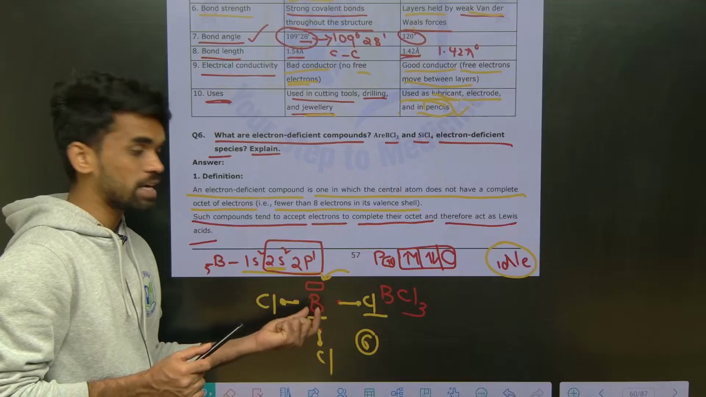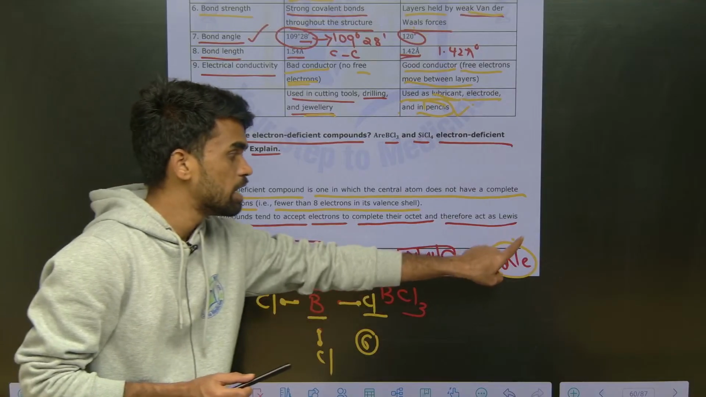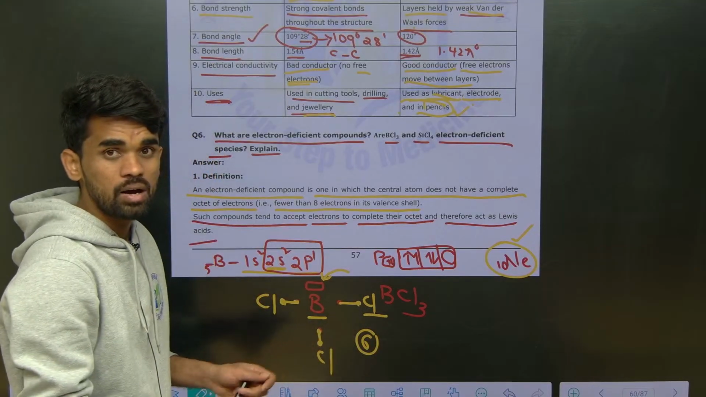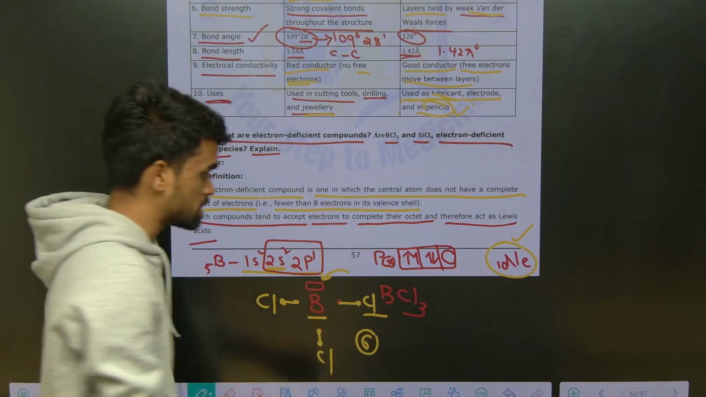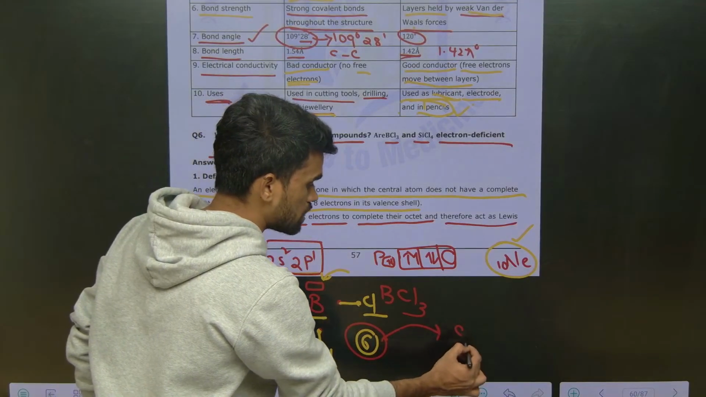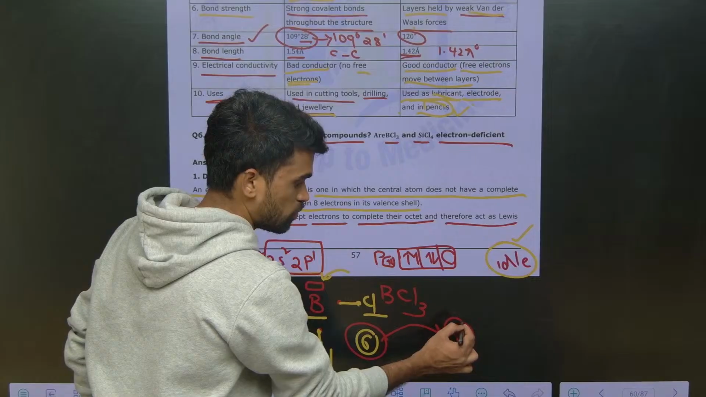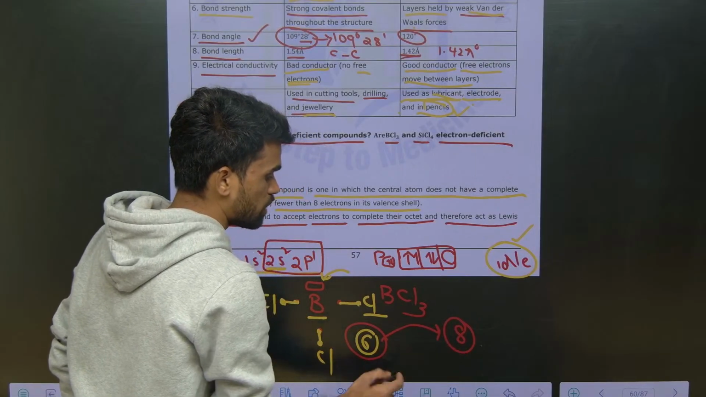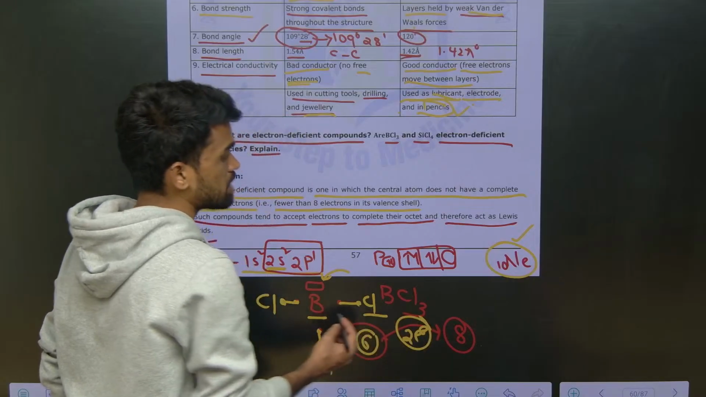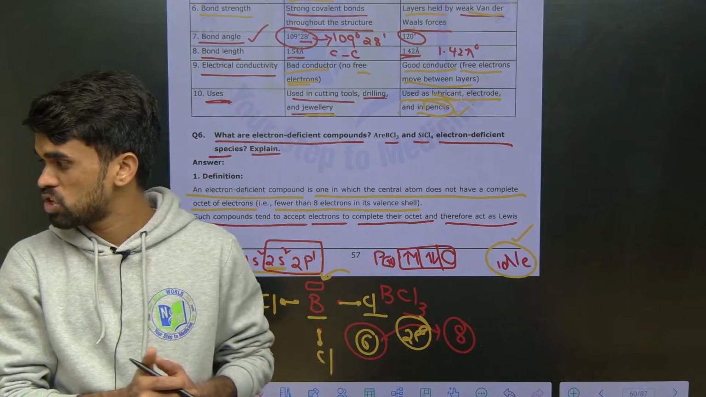Its octet will get fully filled. Therefore it gets a neon gas configuration. So can I say BCl3 molecule is a Lewis acid or electron deficient? Yes. So this is having only 6 electrons. In order to fulfill its octet, that is 8 electron configuration, it requires 2 more electrons. So I can say BCl3 is a Lewis acid or electron deficient species.